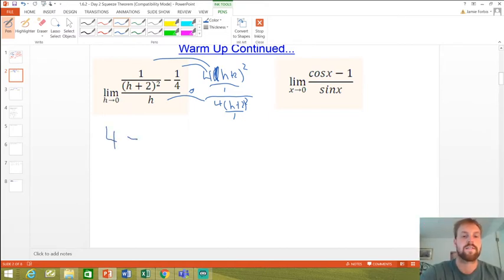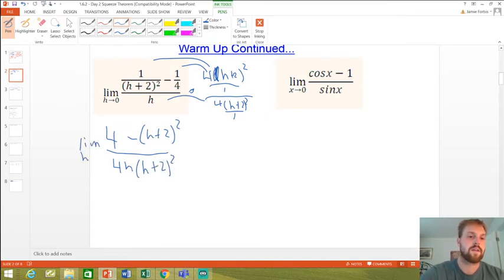And then minus, in the second fraction, the 4's cancel out. So I'm left with (h plus 2) quantity squared. And then on bottom, nothing cancels out, so I'm just left with 4h, (h plus 2) quantity squared. And I'm still taking the limit.